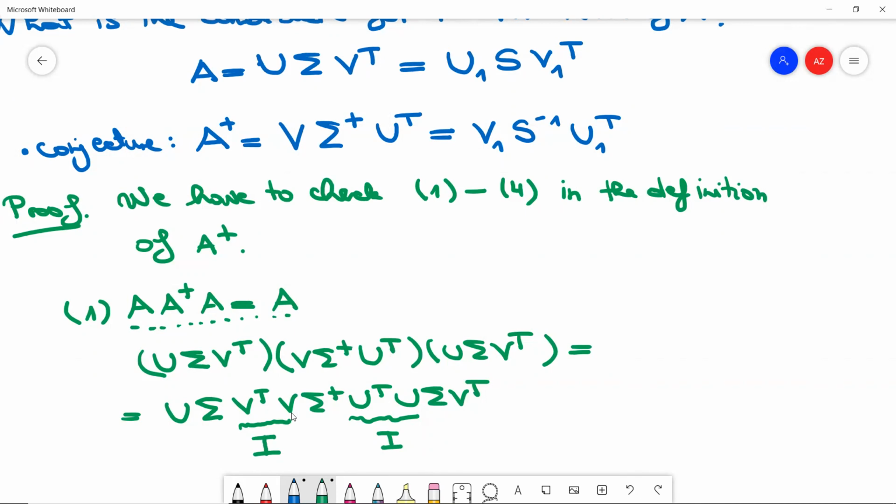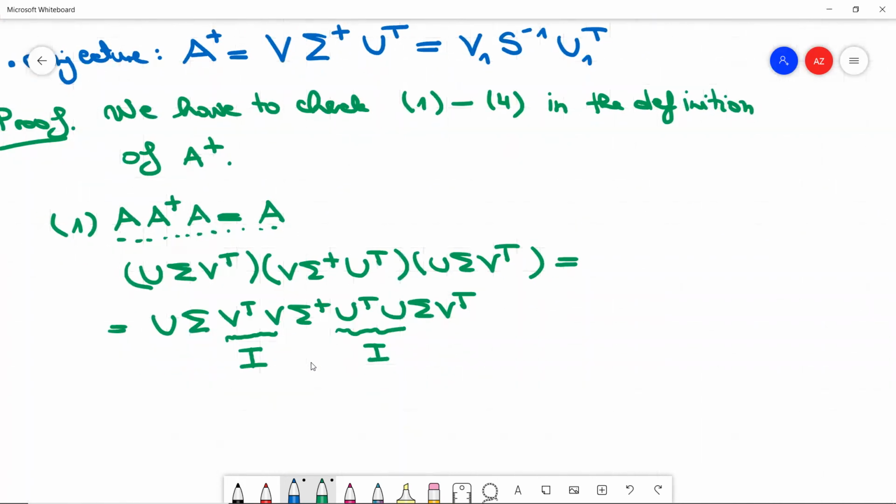That's why I rather calculate in the long notation, and at the end I will just argue that this product V sigma plus U transpose is just V1 S inverse U1 transpose. This is the reason I couldn't cancel V1 transpose V1 in the short notation. So I will rather calculate in the long one. What I get here is U, then sigma plus sigma V transpose.